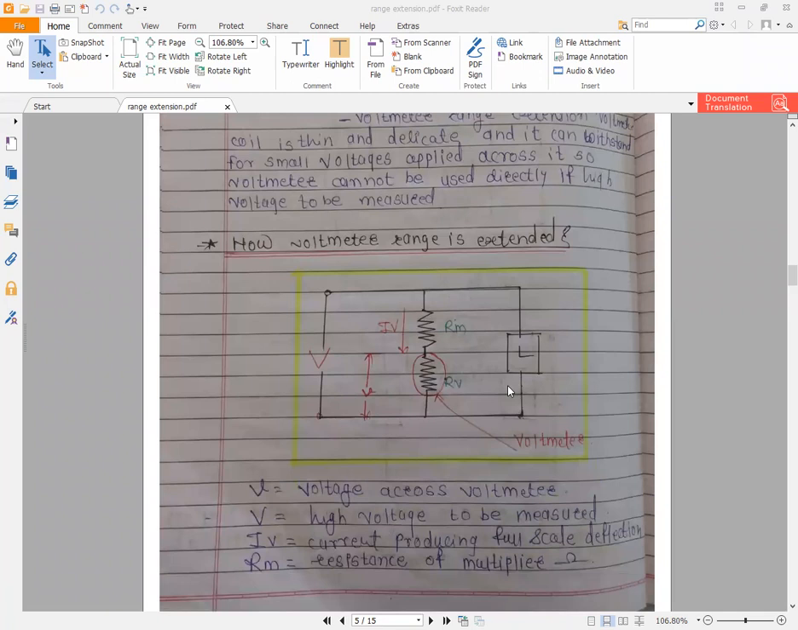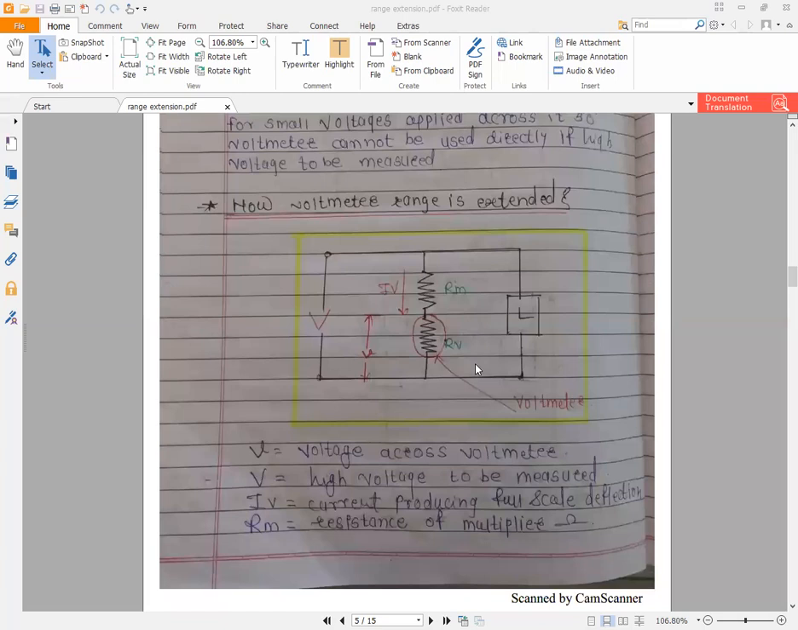So, we can see here the circuit diagram for the range extension of voltmeter. In this diagram, this is nothing but our high voltage to be measured across. Next, the small voltage, which is the voltage across the voltmeter coil. Next one is Iv, that is the current producing full scale deflection. Here we can see the Rm. Rm is the resistance of the multiplier, or the multiplier resistance.